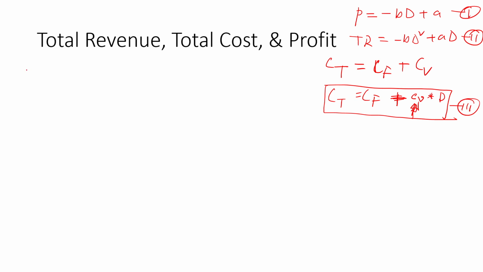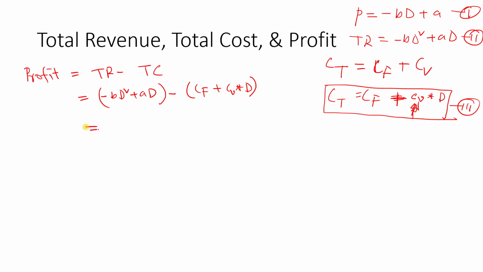Now to find the total profit, we can simply do the total revenue minus the total cost. That will give us the profit. So total revenue is minus B D square plus AD, then minus total cost, which is the fixed cost plus the variable cost, like that. So we can basically just arrange these as minus B D square plus A minus CV times D minus fixed cost.